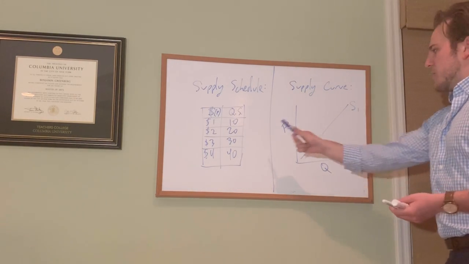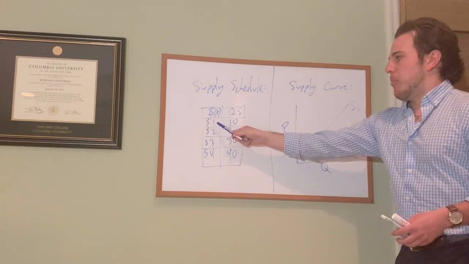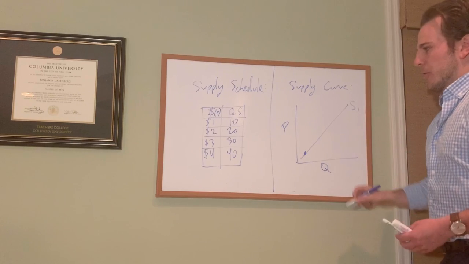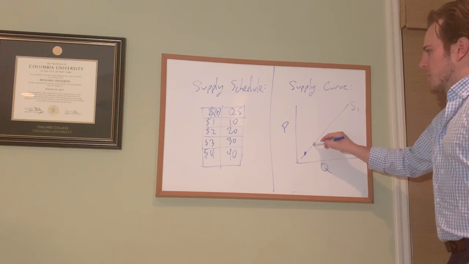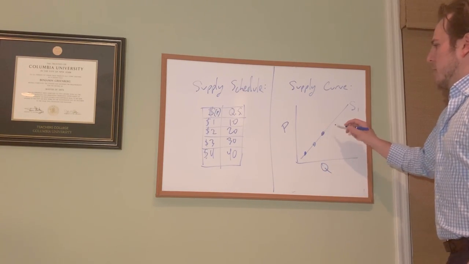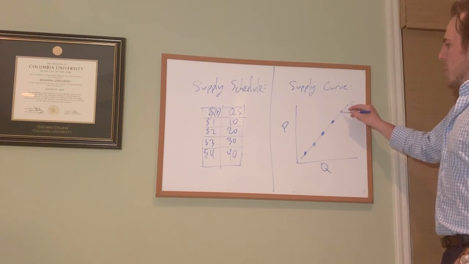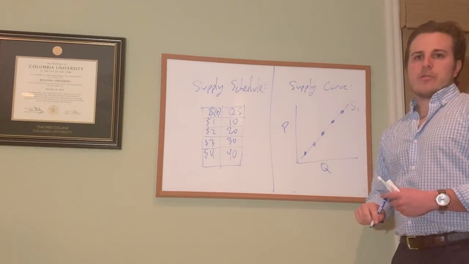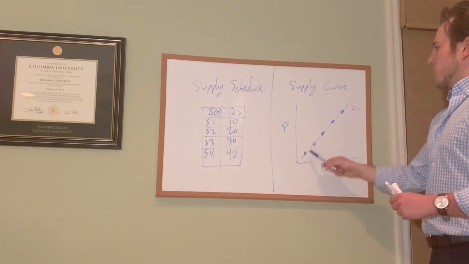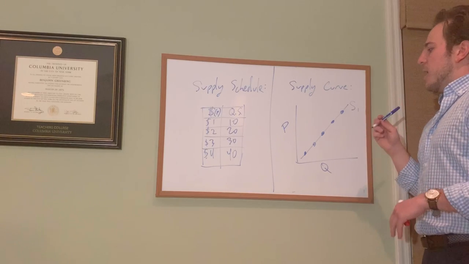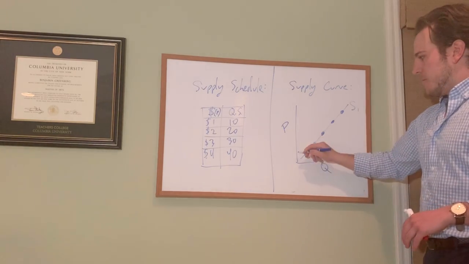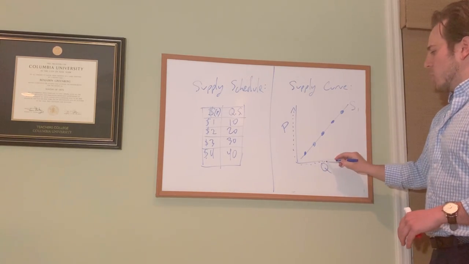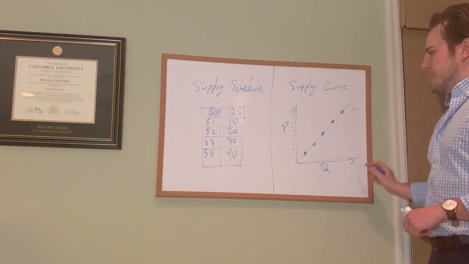So, again, this is the exact same information. The point 1 and 10 is just right here on the graph. And then 2, 20, and then 3, 30, and then 4, 40. And if you kept going, it would just be all along this same graph. Supply schedule, supply curve. Again, the supply curve always slopes upward, and the reason is because as the price goes up, more suppliers are willing to supply the item, right?